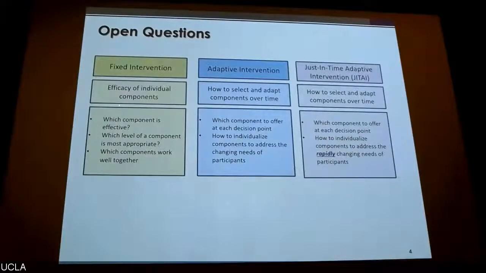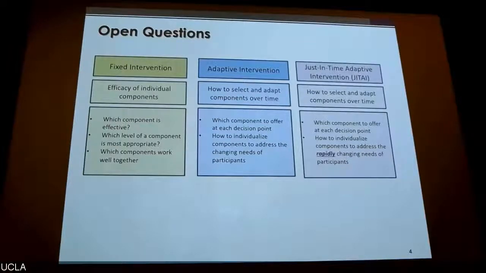Sometimes we have questions about the efficacy of individual components. For example, sometimes it's not clear which component is effective and which is not. Maybe I have evidence showing that text messages are effective for young adults, but say that I want to develop an intervention for older adults, and I don't have evidence showing that text messages would be effective for that population. So that's an open scientific question.